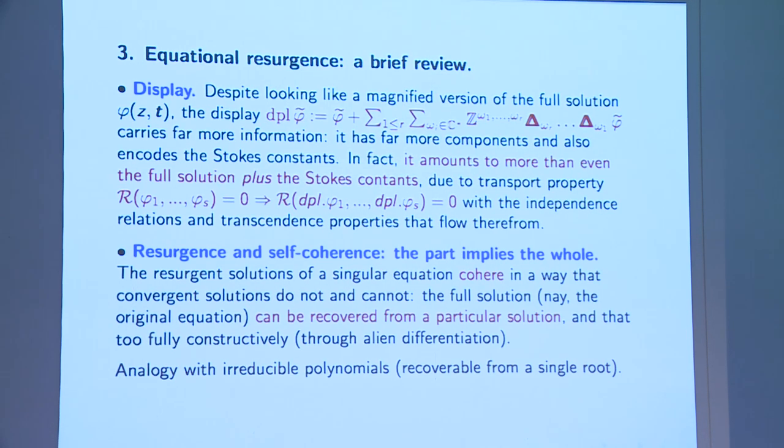In this case, the display looks like a magnified, full solution, because the power series in it are going to be more or less the same, but there are two differences. First, they carry in front of them Stokes constants, and then that indexation. I recall the definition. Instead of being indexed by simple frequencies, by simple omegas, the indexation is by strings of omegas. So it is a much richer object. And then it has this property, which I mentioned a minute ago, of extending to all relations.